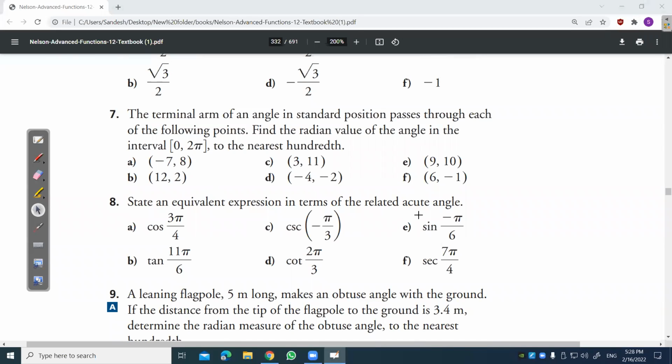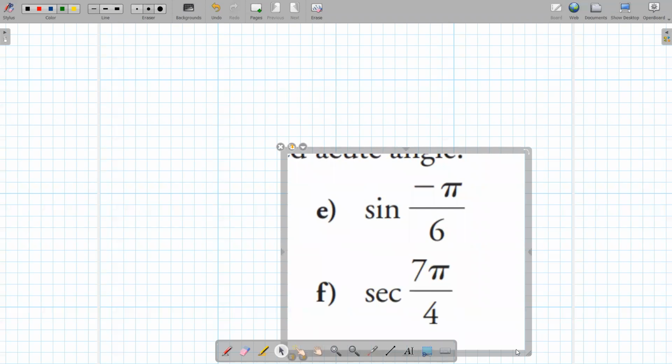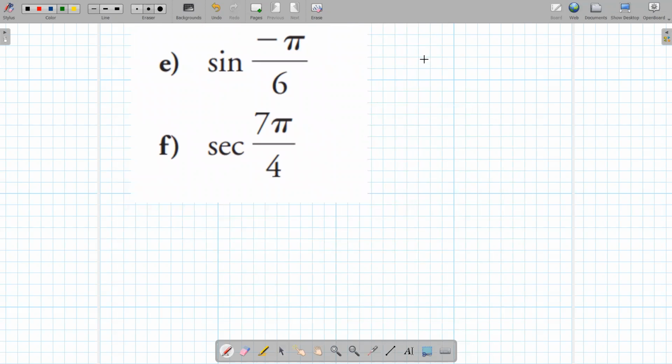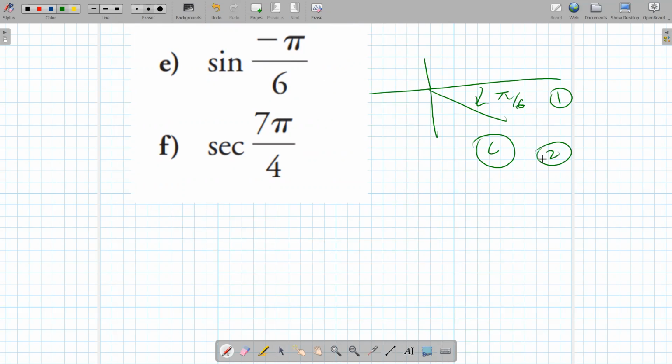All right. This is pretty much the same thing we've been doing all day. Extremely similar. -pi/6. Which quadrant is that in? Quadrant 4, right? What's the related acute angle? Pi over 6. Exactly. And again, sine is negative in this quadrant. Step 1, find the related acute angle, pi/6. Step 2, use the CAST rule. Sine is negative here. So sine of -pi/6 is the exact same thing as negative sine of pi/6.